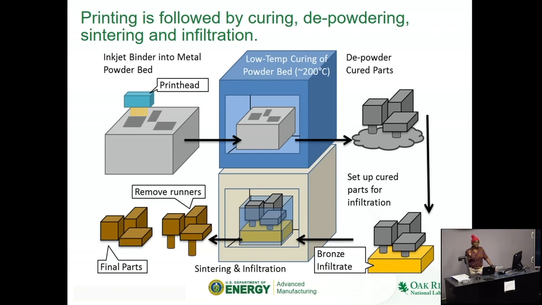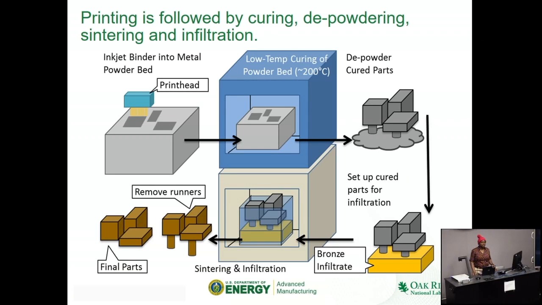The depowdering step is kind of like what an archaeologist would use to remove debris from whatever archaeological artifact they're trying to visibly see. So that's kind of what happens in the depowdering step. After your depowdering step, you follow up with a sintering step. And sintering, what you will see here, happens in a high temperature furnace.